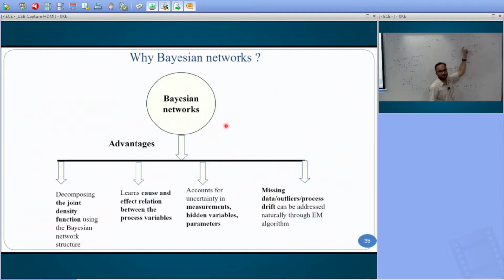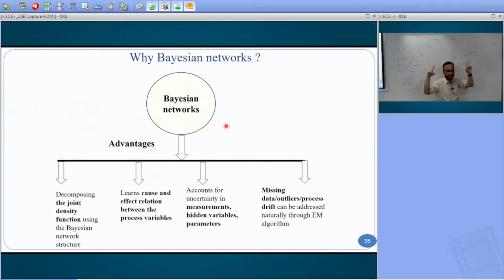If you can find some kind of relation between the variables, saying that y1 depends only on y2, yn depends only on y1, then you can break down a joint density function into individual density functions by knowing the relationship between the variables. That can be obtained through Bayesian networks.